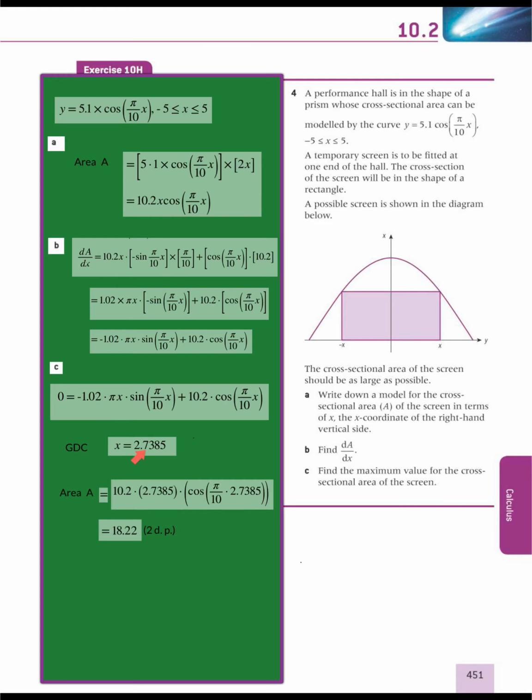So we got the value for x. We substituted that back into the area, and we put it in there, and we ended up with 18.22 to 2 decimal places, 4 significant figures.